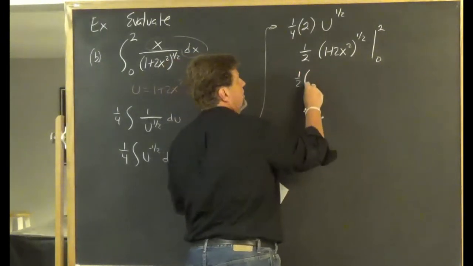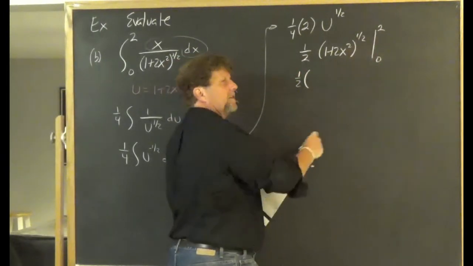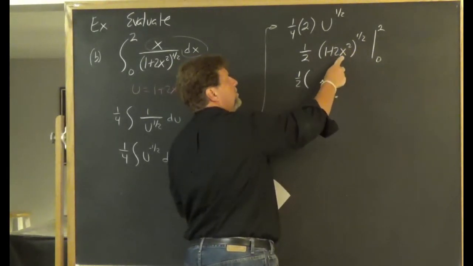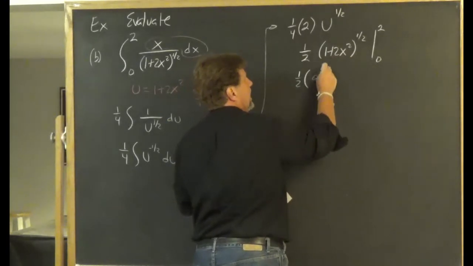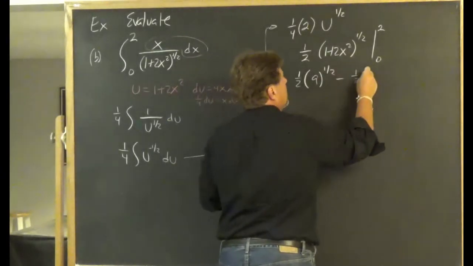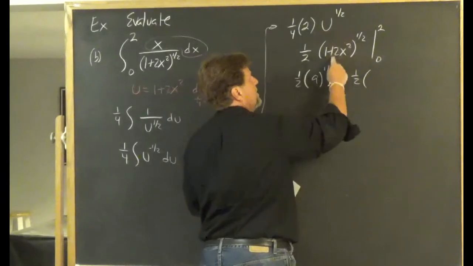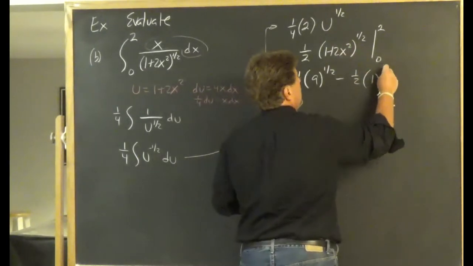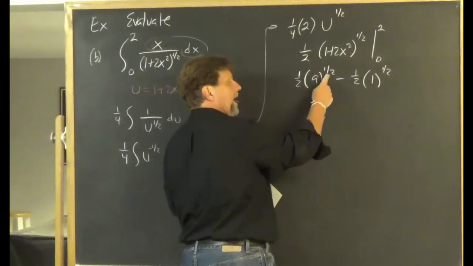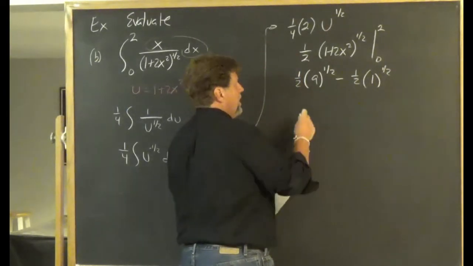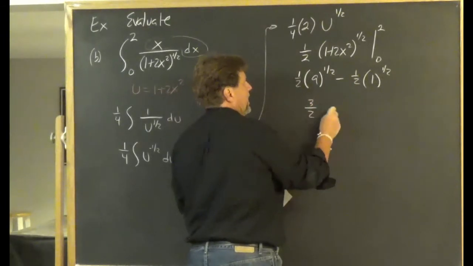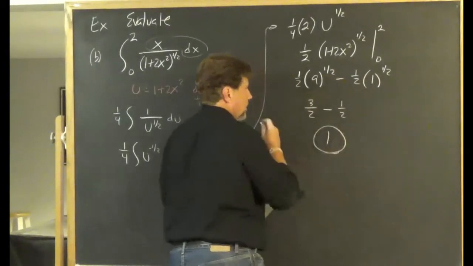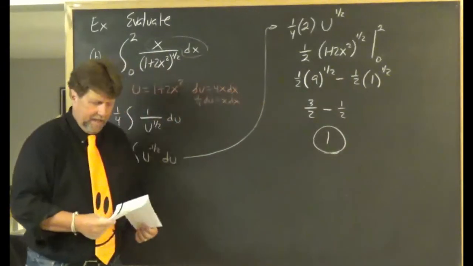So I have 1/2 times, okay, 2 comes in for x. Let's see, 2 squared is 4. 2 times 4 is 8. 1 plus 8 is 9. 0 squared is 0. 2 times 0 is 0. 1 plus 0, that's 1. So this isn't too bad. 9 to the 1/2 power. Square root of 9 is 3. So we get 3/2 minus 1/2. How about that? We got a nice friendly answer.